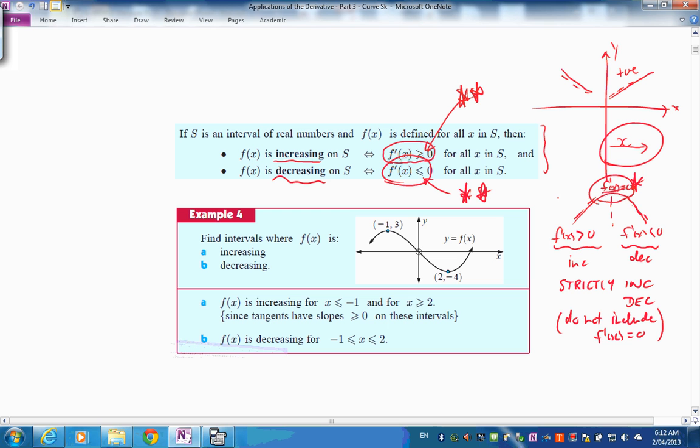Okay, so find intervals where f of x is increasing or decreasing in this problem, coming back over here now. Can you see that the slope of the tangent there is positive? The slope of the tangent there is positive, so it's going to be increasing for x less than or equal to -1 and for x greater than or equal to 2. And in between, of course, the slopes of the tangents are all negative, so that explains that answer.